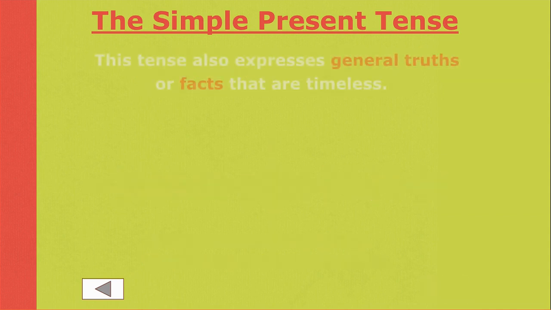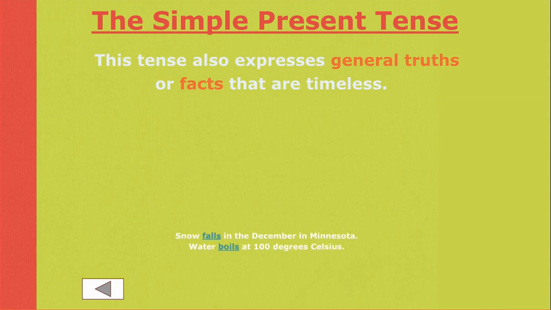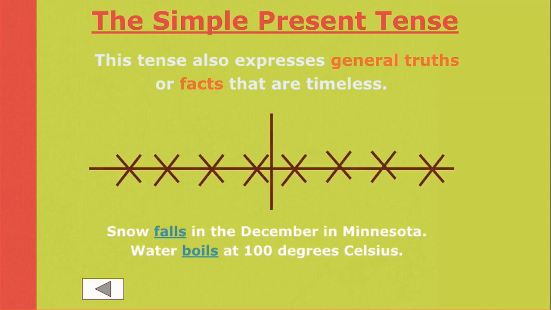The simple present tense also expresses general truths or facts that are timeless. Snow falls in December in Minnesota. Water boils at 100 degrees Celsius.